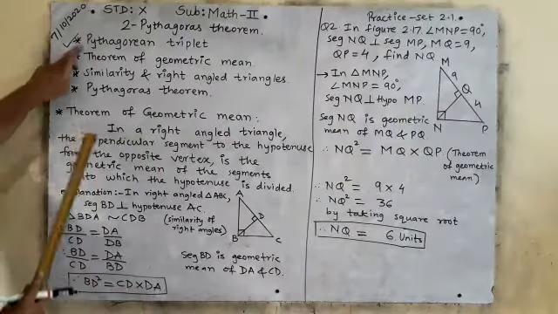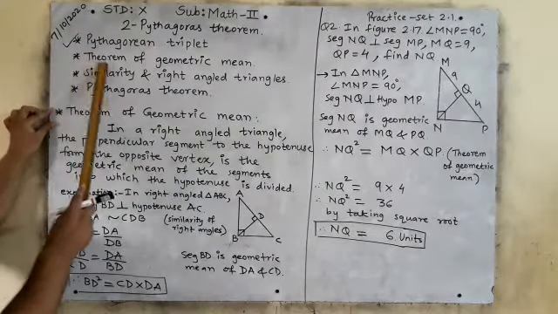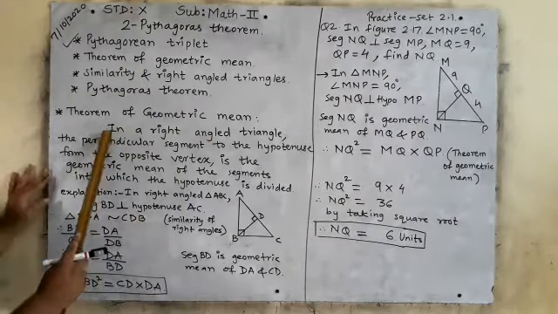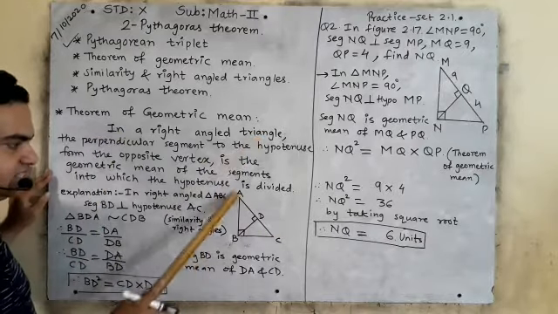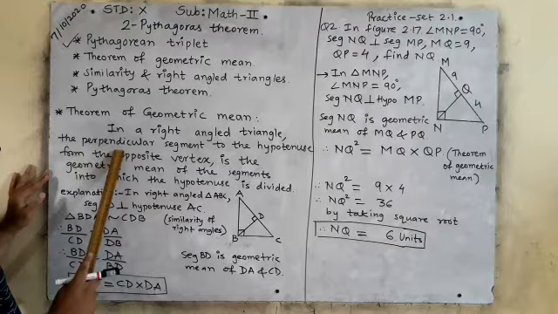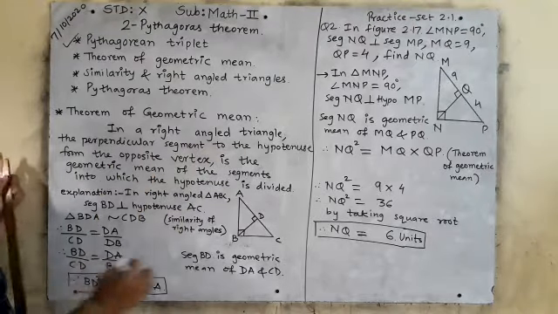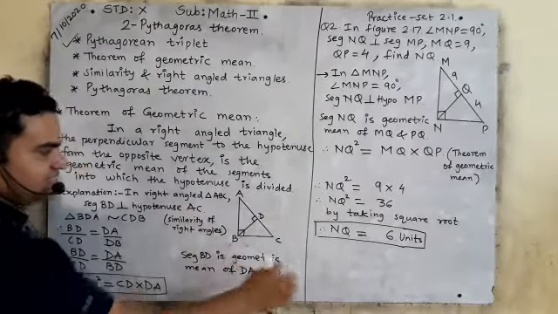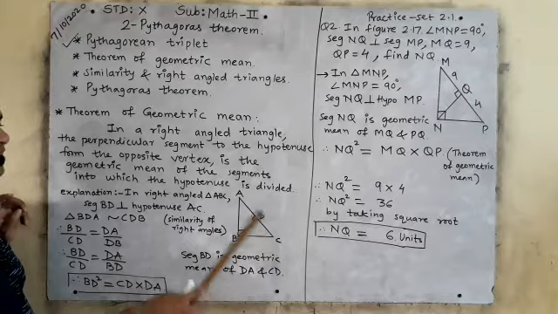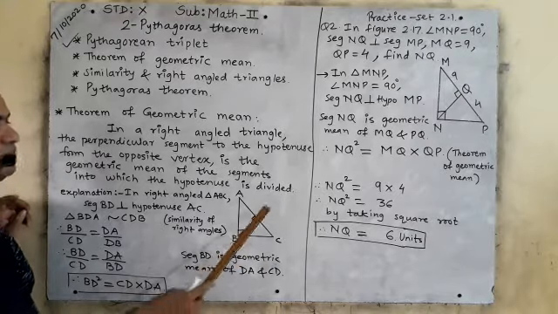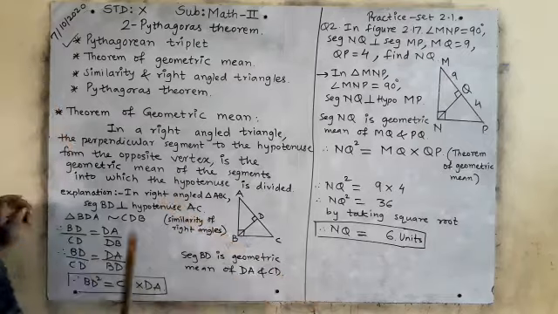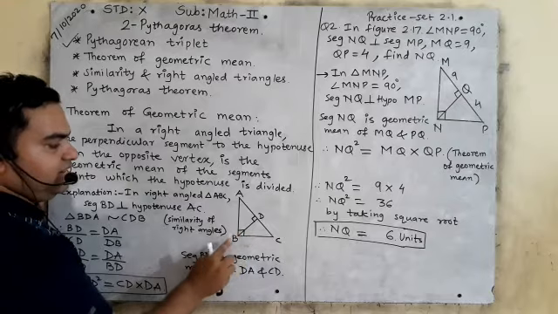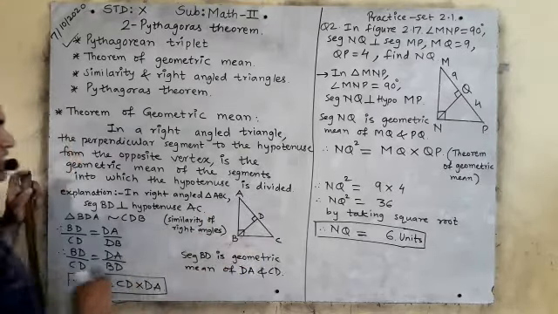Okay, see here, after Pythagorean triplet we will see the second topic, the theorem of geometric mean. So what is the theorem of geometric mean? Pay attention. In a right angle triangle, can you see this is a right angle triangle? The perpendicular segment to the hypotenuse, can you see BD is a perpendicular on hypotenuse AC? ABC is a right angle triangle and BD is perpendicular on hypotenuse AC. From the opposite vertex, from B, we have drawn the perpendicular BD on hypotenuse AC.